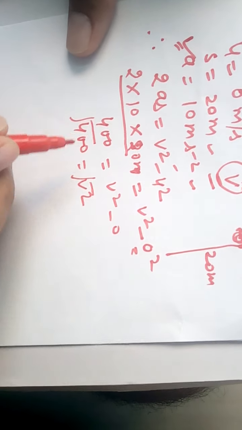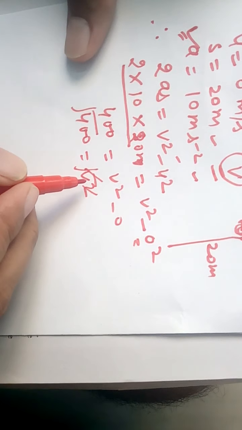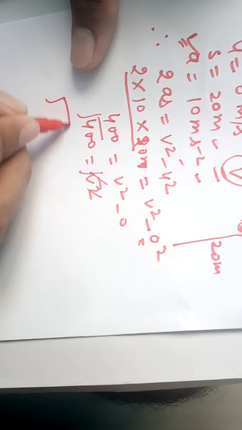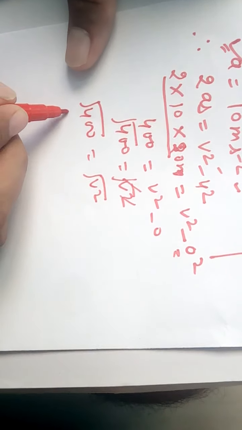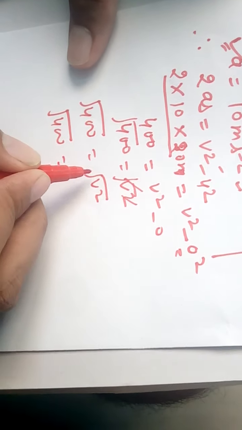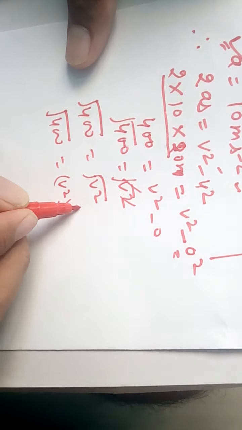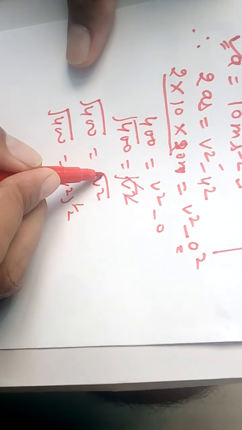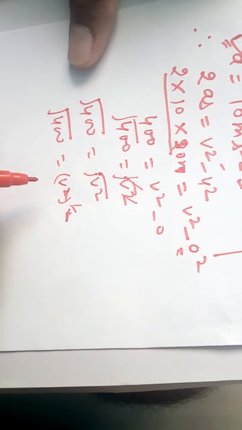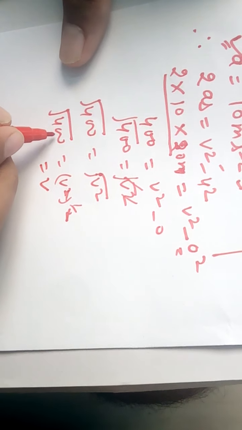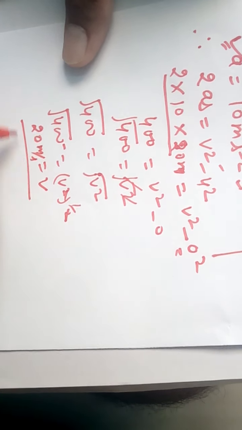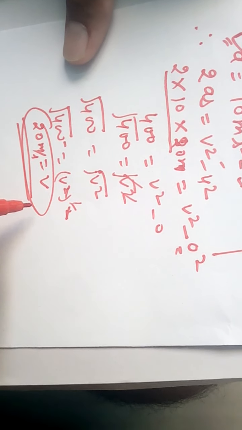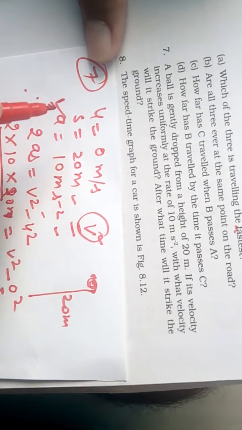Taking square root, you cut it. Why it is cut? Because 400 is equal to v square, this root power is 1 by 2. This root power is 1 by 2. So you cut like this. Okay, v is equal to, you just take it square root, it will be 20 meter per second. That is the answer. 20 meter per second is the answer of question number 7.